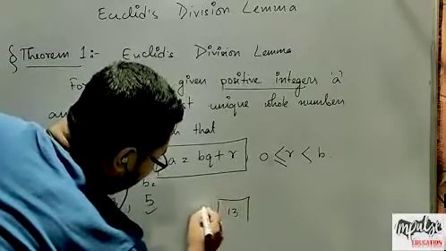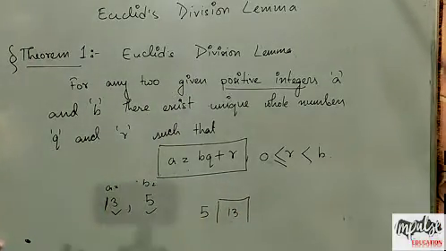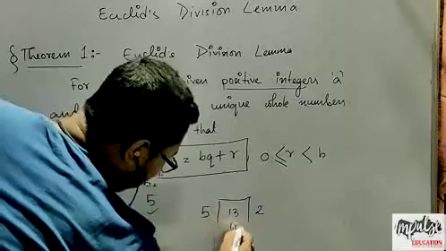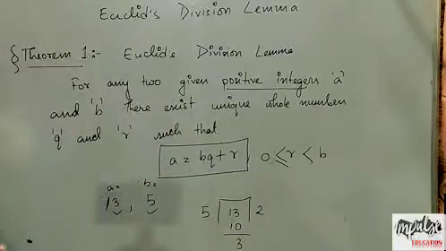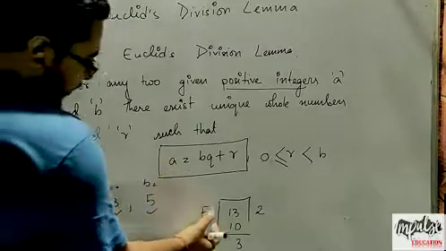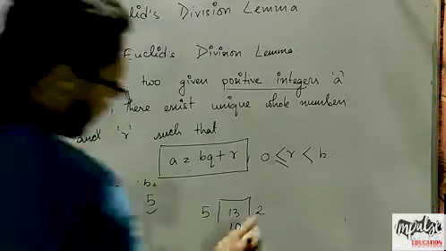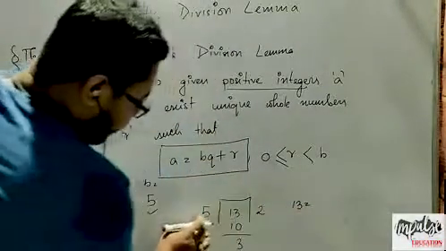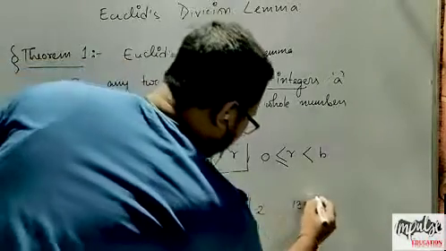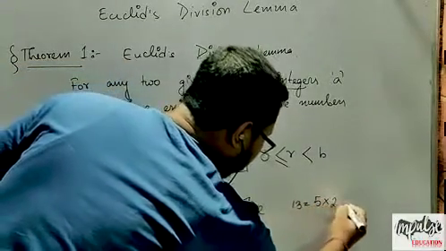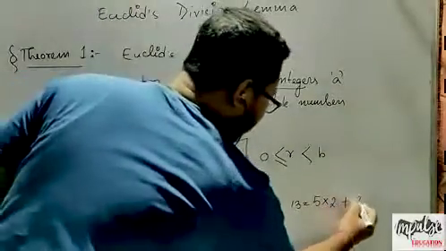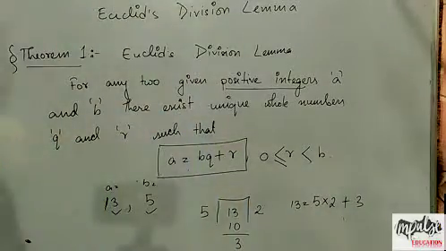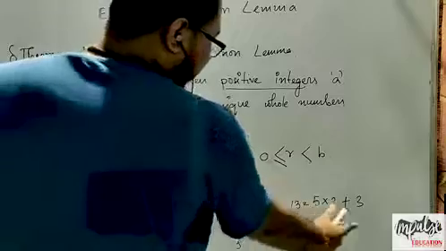When we divide 13 by 5, what do you get? You get 2 as the quotient, 5 2s are 10, and the remainder is 3. So you can also write 13 = 5 into 2 plus 3. That's very basic. 5 into 2 is 10, 10 plus 3 is 13. So you can also express 13 in this form.